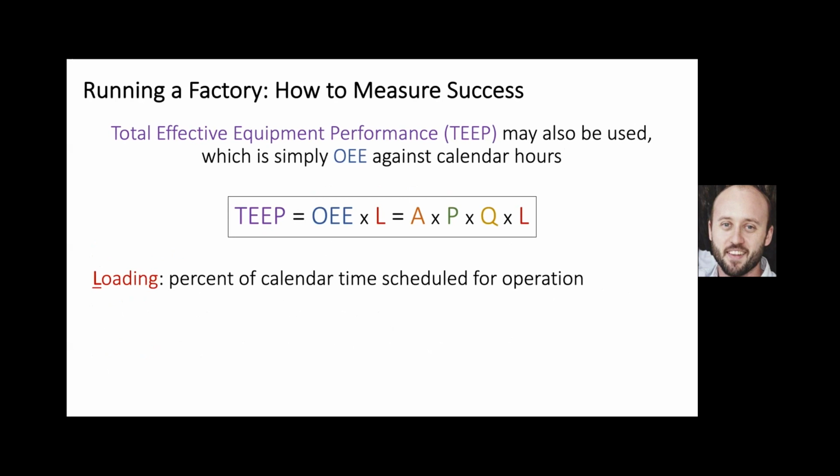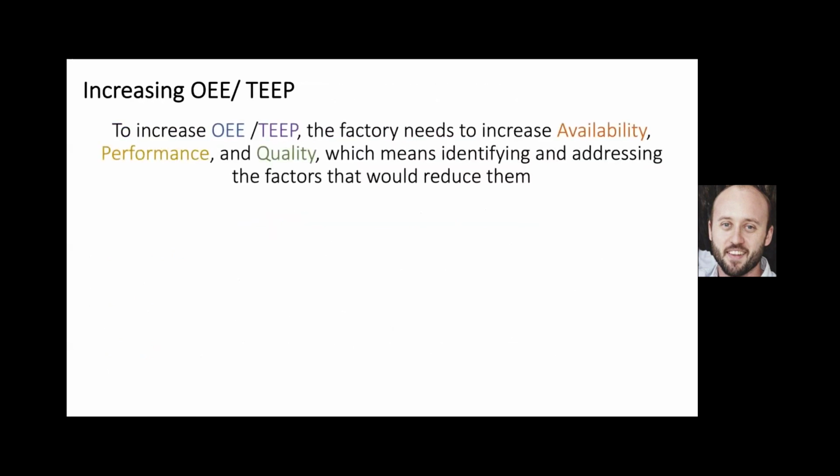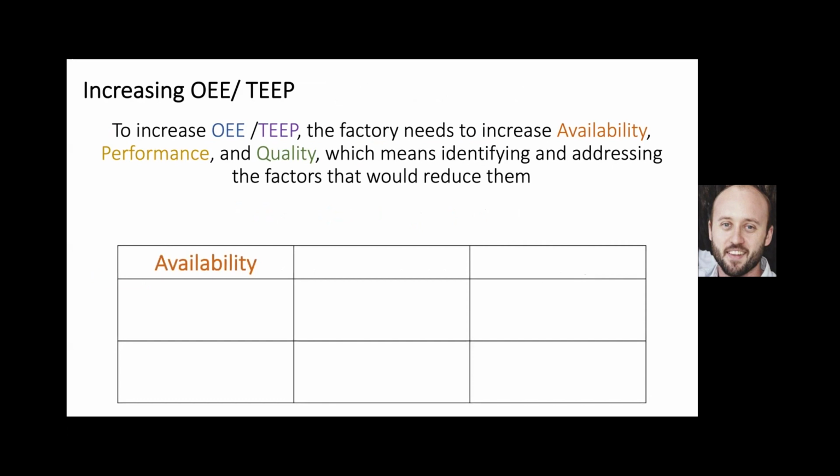But what we want to do, of course, is increase OEE or TEEP. And in order to do this, we need to increase availability, increase performance, and increase quality. So if we want to increase these factors, then in practice, if we're running a factory and we want to do things efficiently, make good inspections, operations, decisions, etc., then we need to look at factors that could potentially reduce availability, performance, or quality.